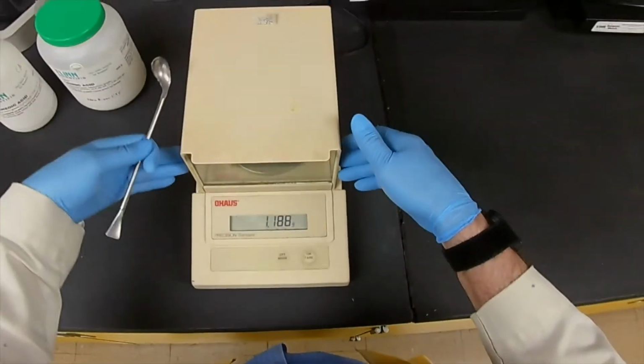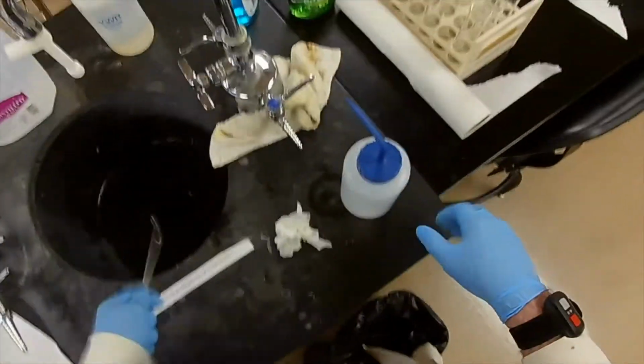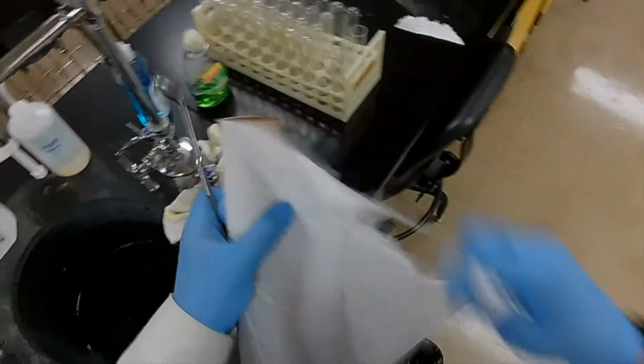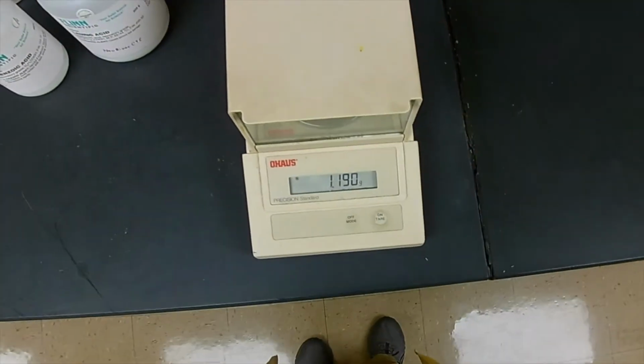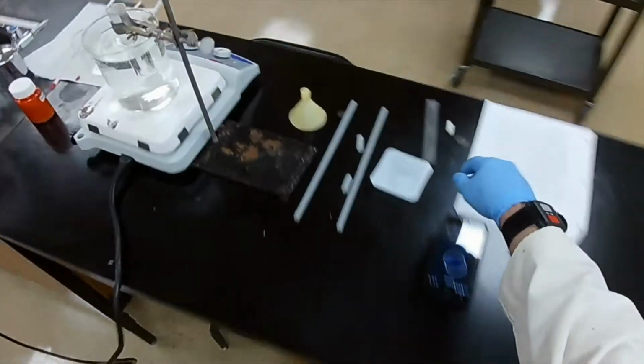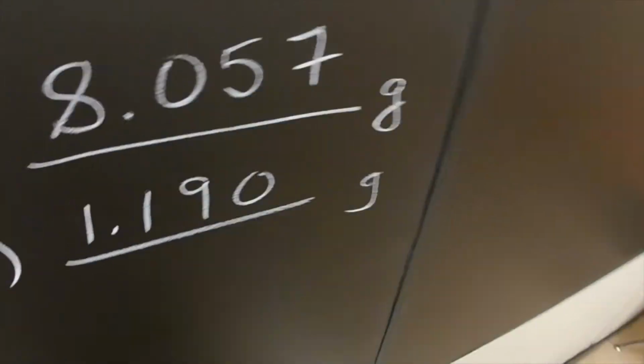So all we want is the exact concentration. Let that settle down while I clean off my spoonula. Just need a little bit. Here we go. All right. 1.190. 1.190 grams. Okay. Now, we got almost the data we need.